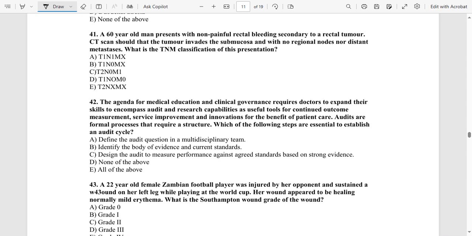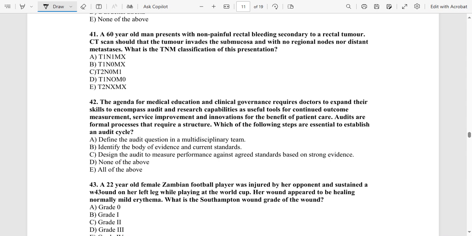D. Okay, how have you come up with D? The tumor invaded the submucosa, so that's T1, and then there's no regional lymph node involvement, so that's N0, and there's no distant metastasis, so that's M0. All right, thank you so much. Is there anyone that has a different thought?